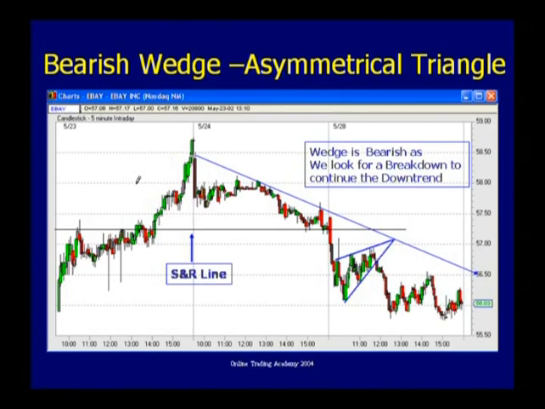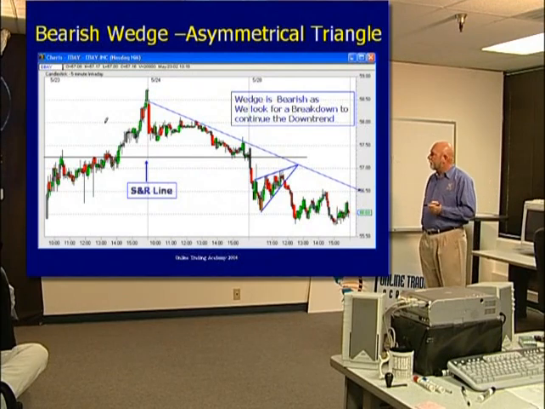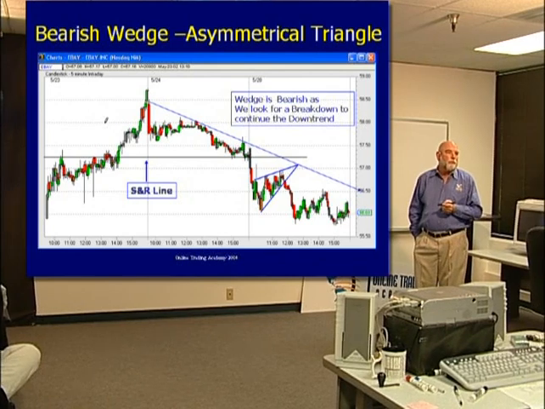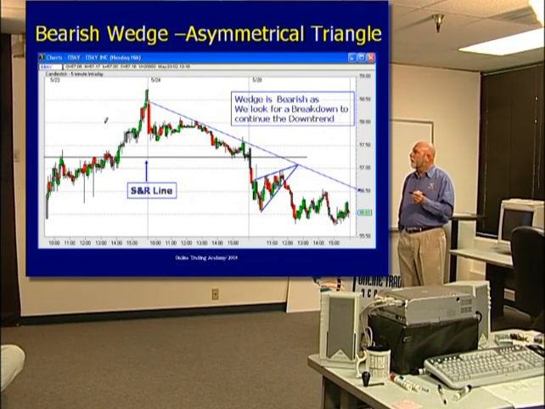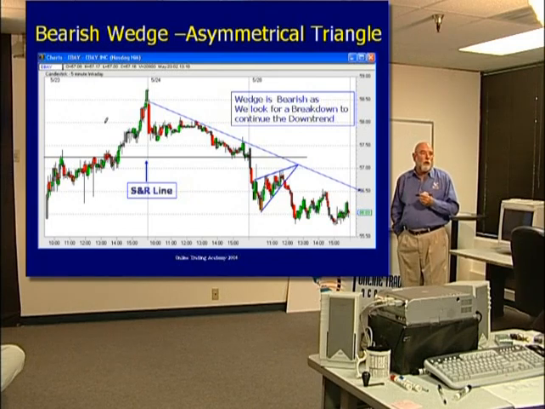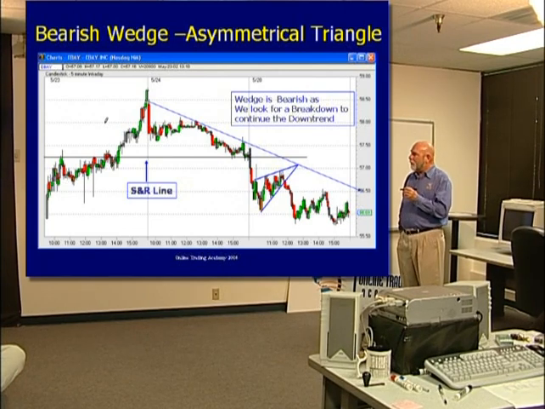Now, here is a bearish wedge or an asymmetrical triangle. And the reason we call it asymmetrical, and again, Thomas, we can talk about this, is because it is pointed not horizontally. It's either pointed up or down. Again, this one is bearish because the thing is in an overall decline here. But isn't this a pennant? Isn't that a pole right there?